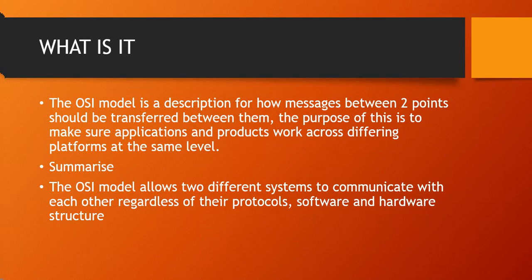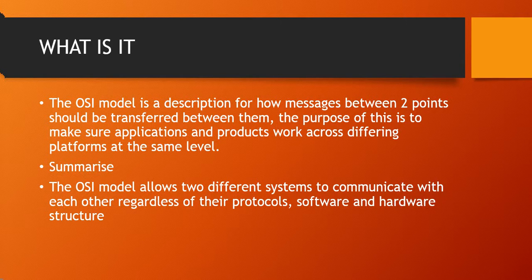So go back to the OSI model. This is the end of the presentation. I'll just explain again what the OSI model is. Open Systems Interconnected, and if you think about that, it does give you a premise of what it is. Open systems, it doesn't matter what they are, the systems could be different, interconnected, they're connected together regardless of their changes. So the OSI model is a description of how messages between two points or two computer systems should be transferred between them.